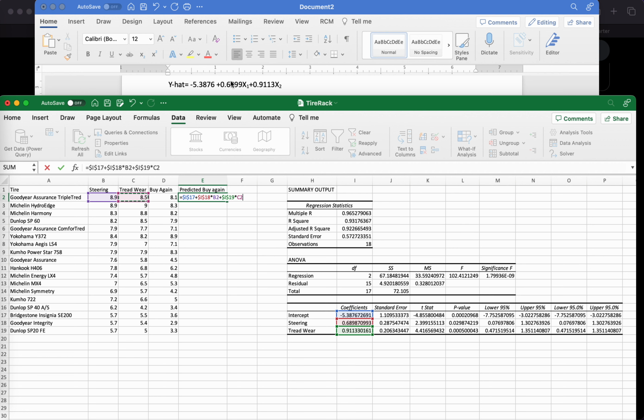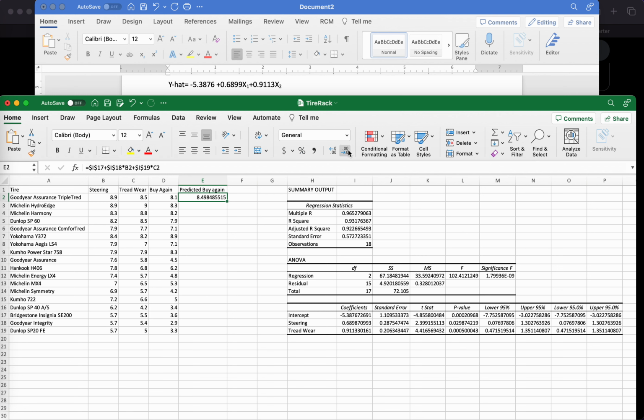So with this, I'm writing this equation for Goodyear Assurance triple tread. And you'll notice that I get a rating. So I'm going to bring it down to 2 decimal places. I don't want so many. So the predicted buy again is 8.5, while the actual buy again was 8.1.